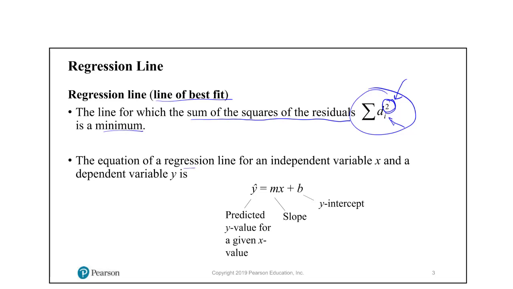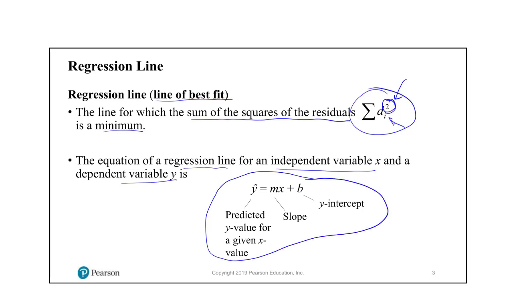So the equation of a regression line for an independent variable x and dependent variable y is this here. So this shouldn't be surprising. I'm sure you've seen lines before, y equals mx plus b. Now, we do have this y hat there. Yes, we often call that y hat. It's one of the ways that it's called. And this y hat is the predicted y value for a given x value. So it's different than the y_i that would go with a certain x_i.